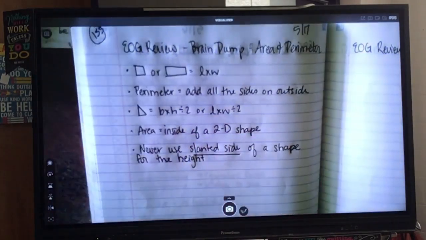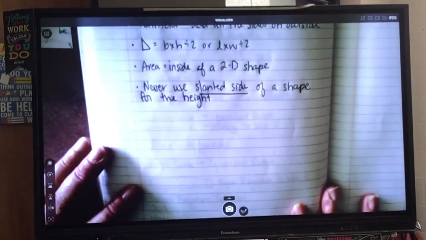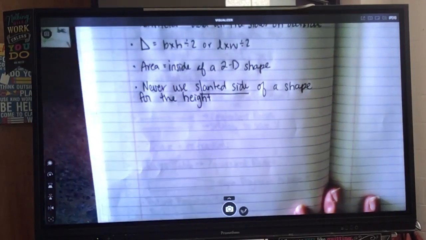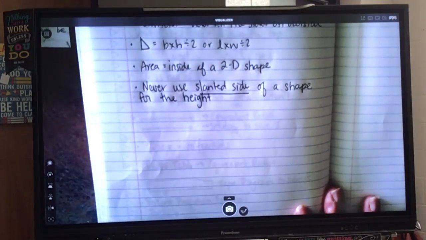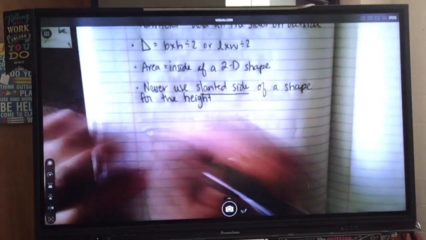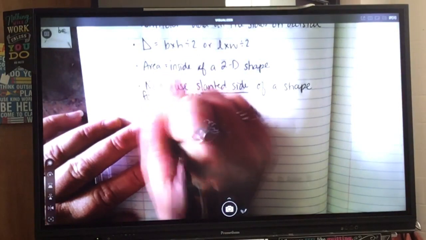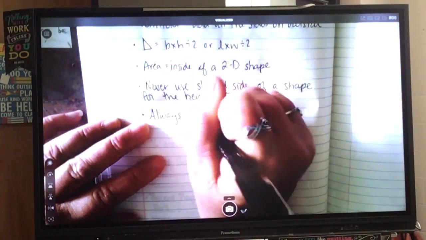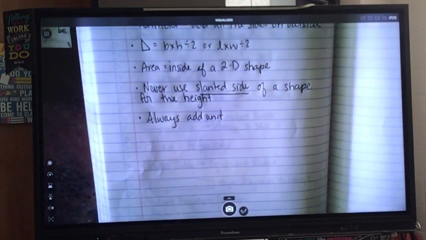What else? Always add the measurements. Always add the measurement at the end, like 20 inches. Oh, the unit. Yeah. Okay. What else do we add to our answer when we're finding the area of a shape? What do we add, Kaya? Yes.